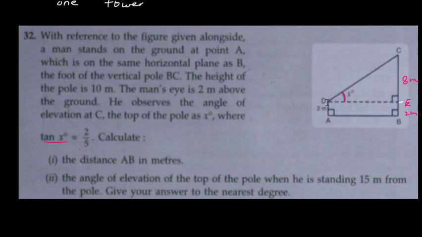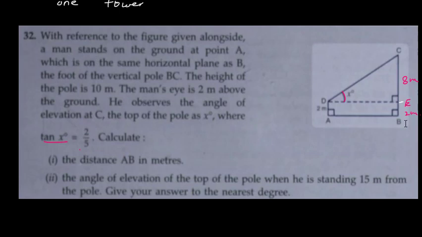And here from D, the man is observing the top at an angle of x degree, and tan of x degree is given as 2 divided by 5, and I have to calculate this distance AB. So first in triangle DEC, I will find this distance DE, and this distance DE will be equal to distance AB. So I will get the value of AB.